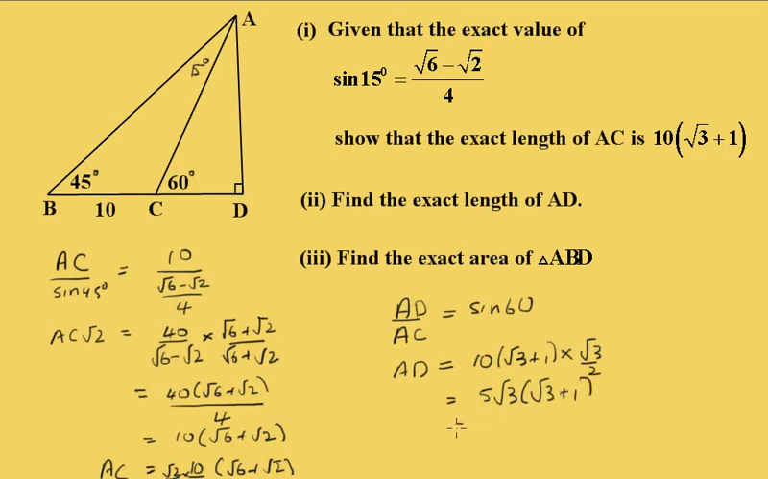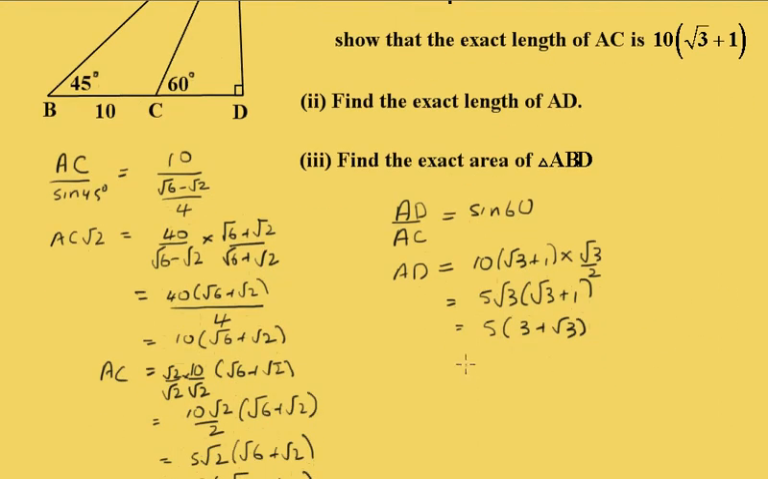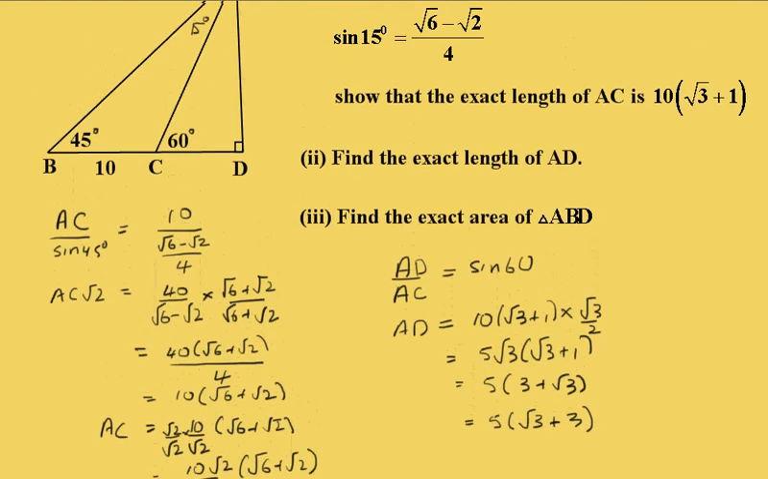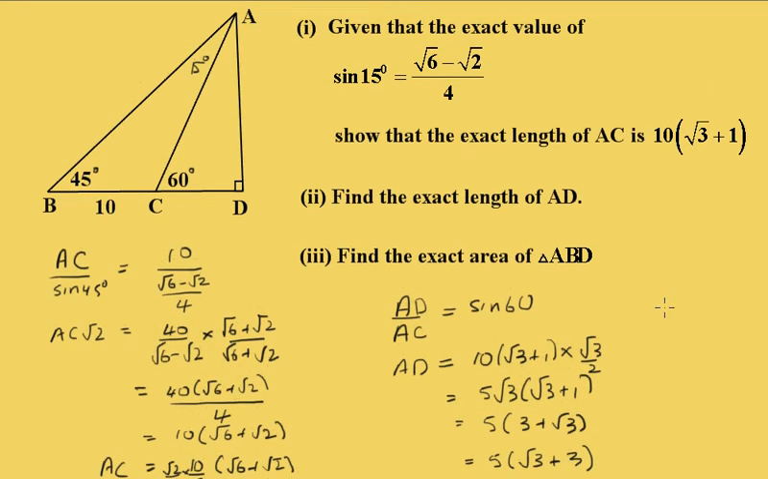And I'll put that root 3 inside, becomes 5 outside of 3 plus root 3. Or if you want to, you can reverse that and write that as 5 outside of root 3 plus 3. And that's the exact length of AD. Finally, find the exact area of ABD. Well, this is actually simpler than it seems. Because this is 45 degrees, and this is a right angle here, this must be an isosceles right angle triangle. So we know that AD must equal BD.